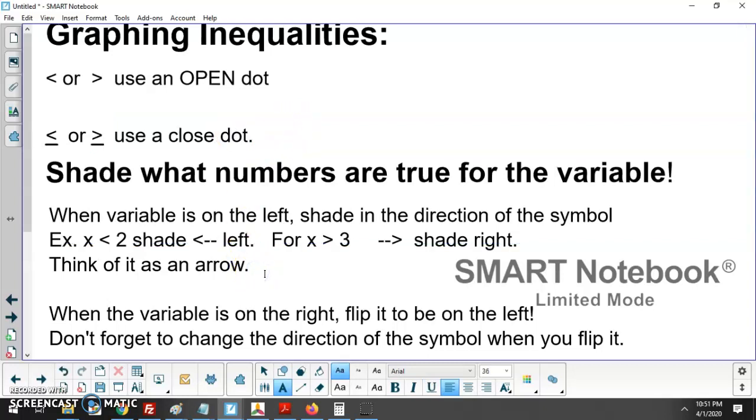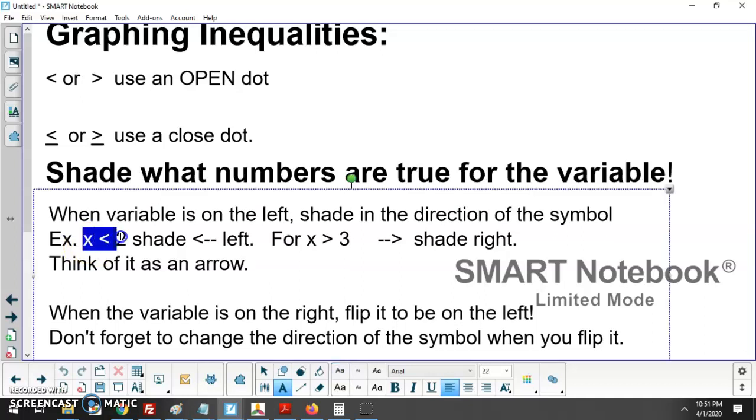All right. And then which way do you shade? Well, you shade towards the directions that would make the inequality true. So you want to shade the numbers that would work for the variable. Say if we had x is less than 2, you would shade to numbers less than 2. So you would shade left on the number line. You can kind of think of it as an arrow. So less than, you see how that's like pointing towards the left.